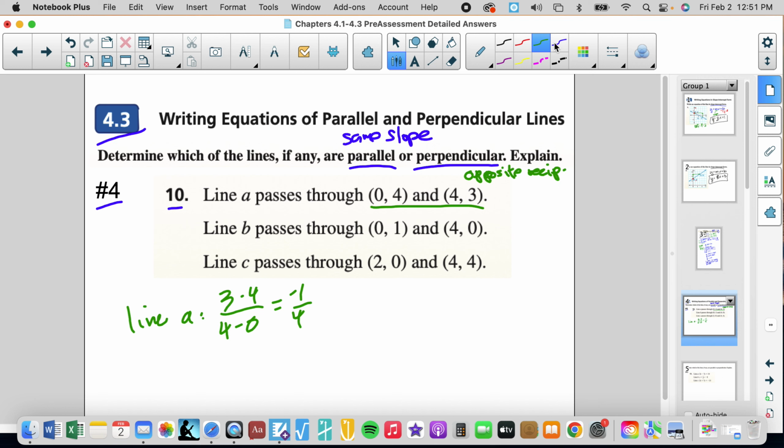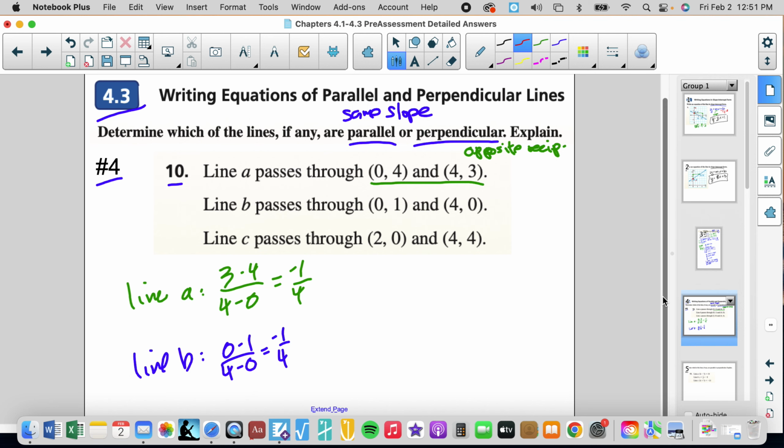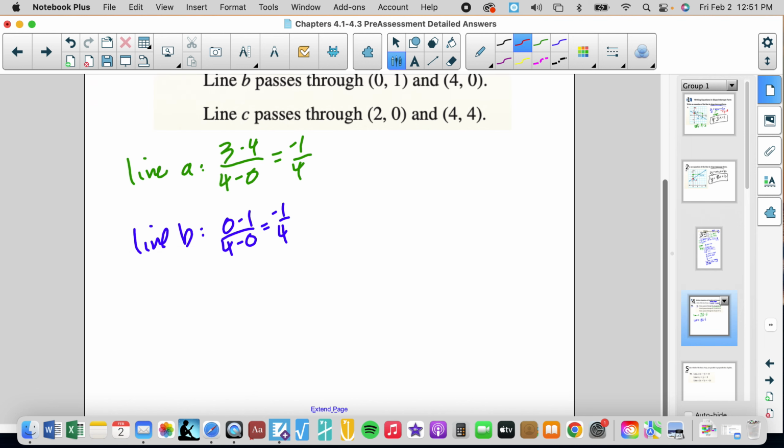And we could do it that fast. You see how fast I did that? Line B is going to be 0 minus 1 over 4 minus 0, which gives us negative 1/4. So we already know that A and B are parallel. And let's do the third line, line C. Line C is going to be 4 minus 0 over 4 minus 2, which is 4 over 2, which is 2.